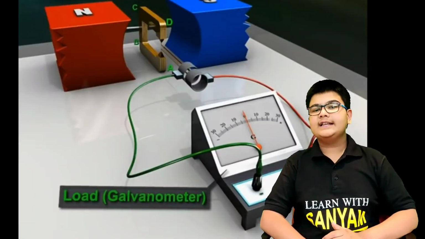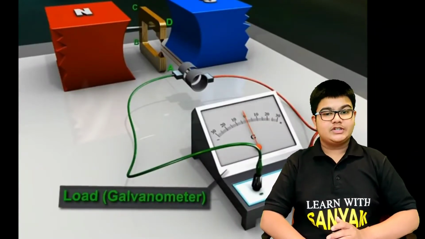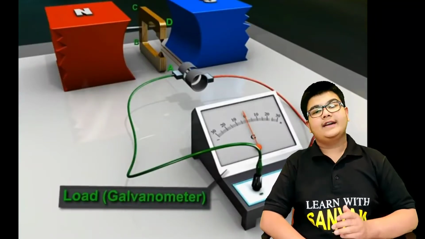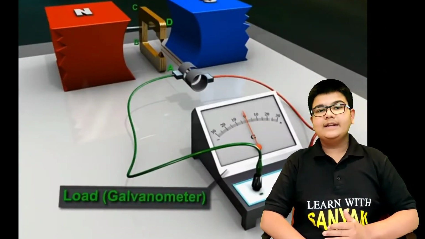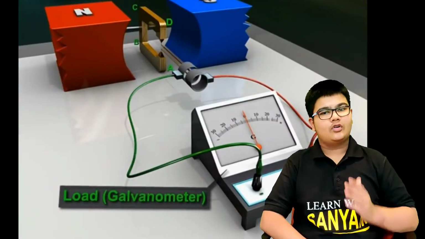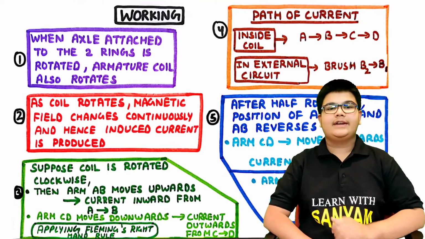And the sixth component is galvanometer. The outer ends of the brushes are connected to a galvanometer to show the flow of current in the circuit. The galvanometer is used to detect whether current is produced or not. Now, let's understand the working of an AC generator.